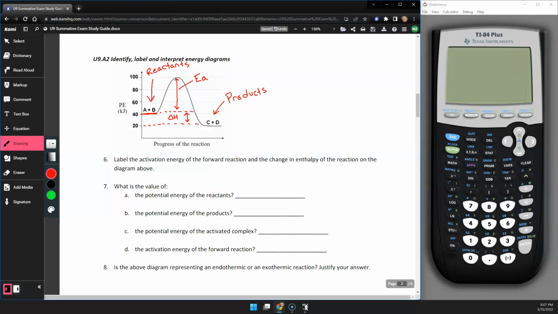Okay, so it says, what is the value of the potential energy of the reactants? So remember, the reactants are on the left side. So if you go and look on the y-axis, we're starting at 40 kilojoules. For the products, here, we just follow that over to the y-axis, and we're at 20 kilojoules. Okay, potential energy of the activated complex. The activated complex is at the very top here, okay? That is our activated complex. Just the top of our hill here. Okay, so if you follow that over, we're at 100 kilojoules.